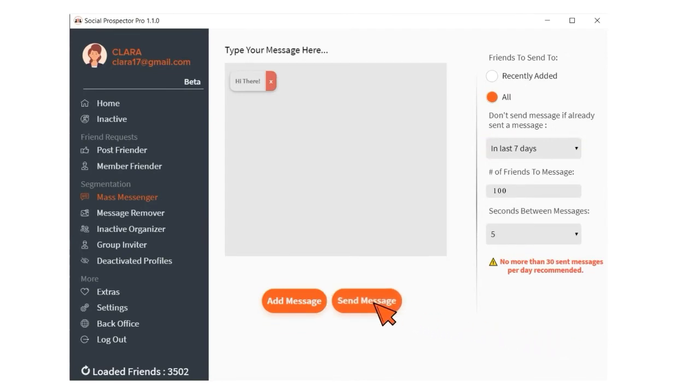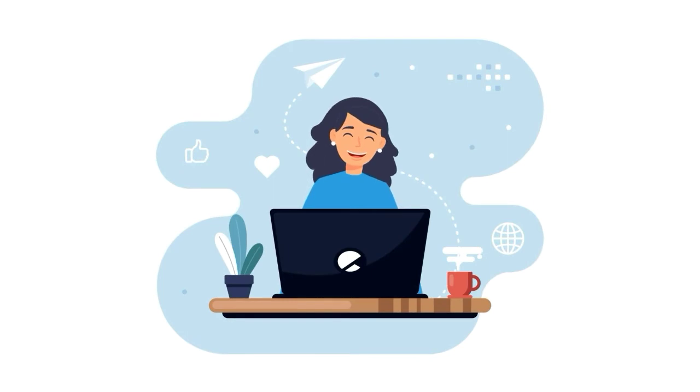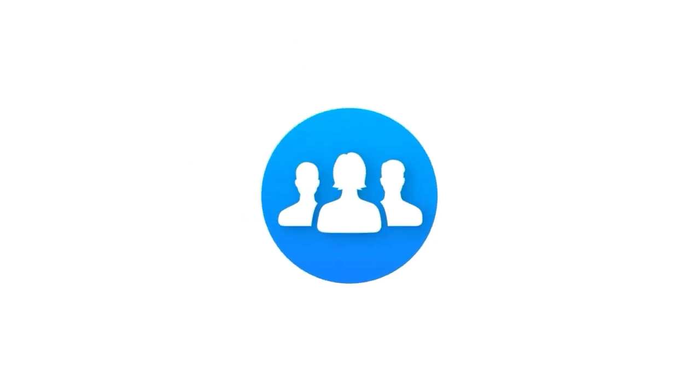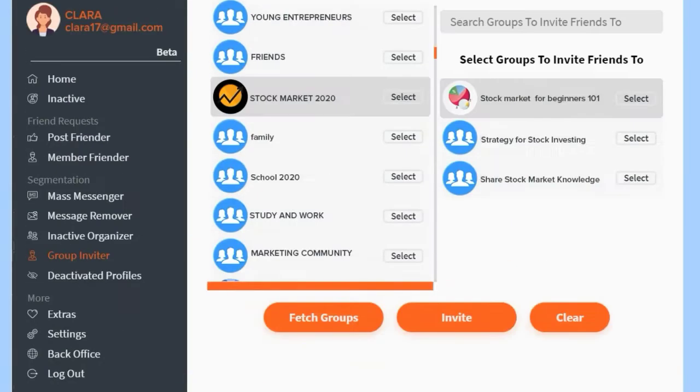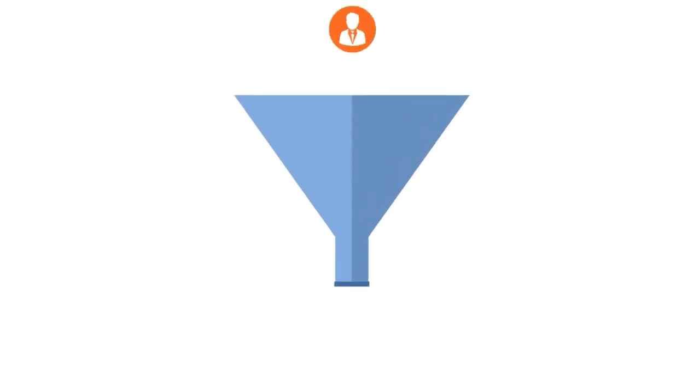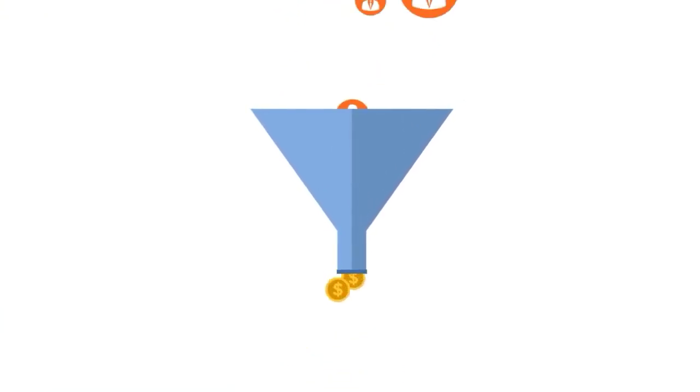Now, Clara is building her brand and decides to create a Facebook group to deliver even more value to her customers and potential clients. She uses the Group Inviter tool to invite friends that are in other stock trading groups to come out and join her group as well. This way, she knows that every person that joins her group is without a doubt the perfect prospect for her.